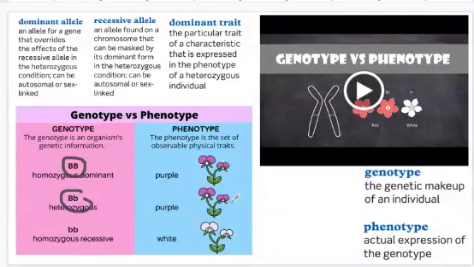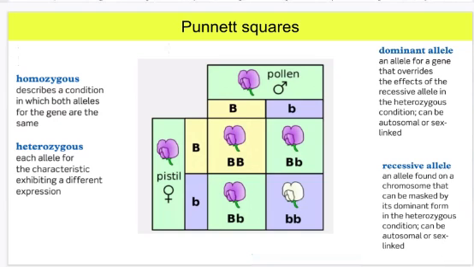They're things like the color of a plant, or the size or shape of its petals, or the color of your skin, or if you have freckles or not, or your height. Okay, so genotype is the genetic makeup of an individual. We show it like this, and we can further define it as homozygous, heterozygous, homozygous dominant, or recessive. And phenotype is the actual expression of that genotype. Now, a little reminder that homozygous describes a condition in which both alleles for the gene are the same, and in heterozygous, each allele for the characteristic exhibits a different expression.